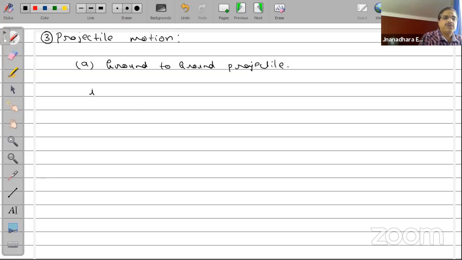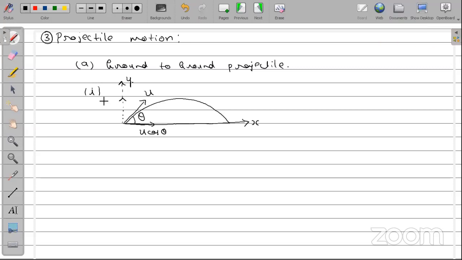In this ground to ground projectile, you will find that if you project the particle with a velocity u at an angle theta, then it will have a motion like this. If I call this the x-axis, this is the y-axis. Now you will find that the initial velocity here can be resolved into u cos theta and u sin theta.